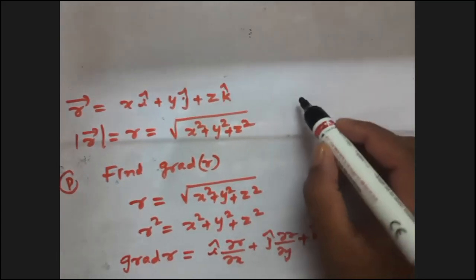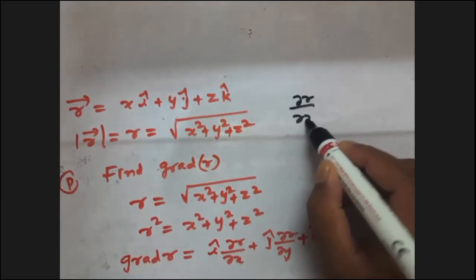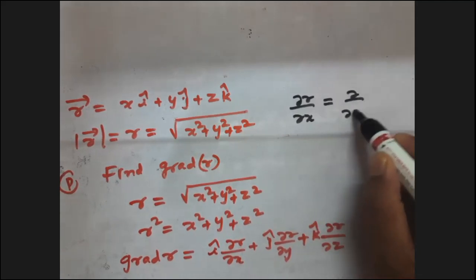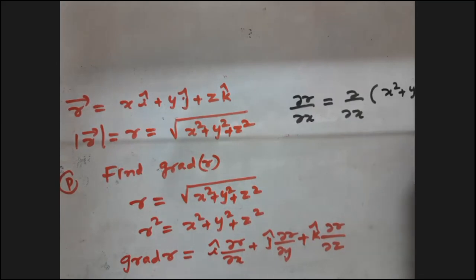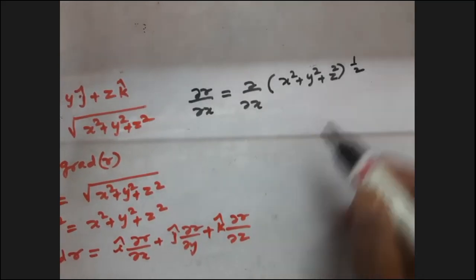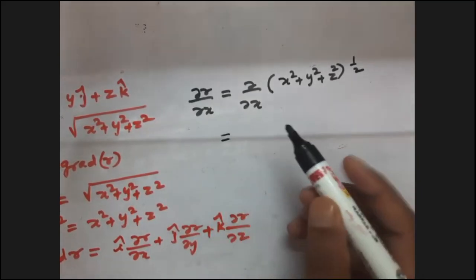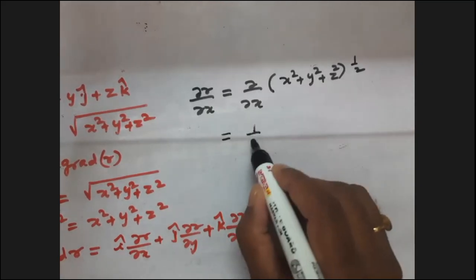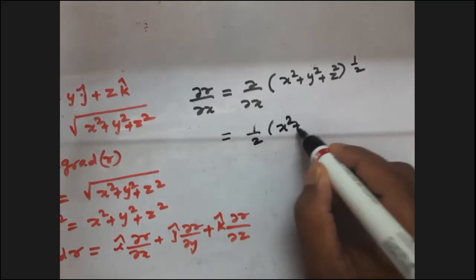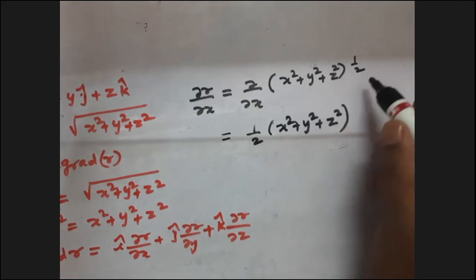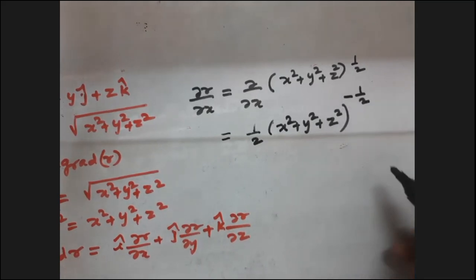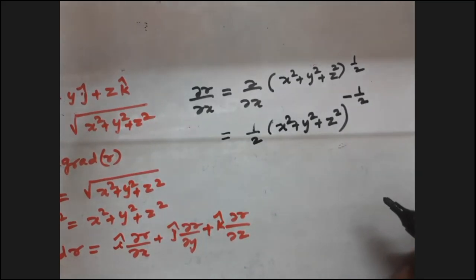So now I am taking dou r by dou x, that equal to dou by dou x of, but r equal to what? X square plus y square plus z square whole power of half. Whole power of. So simply partial differentiation. It's a differentiation 1 by 2 x square plus y square plus z square whole power of minus 1. We'll get minus of d by dx of x power n into x power n minus 1. So I am applying that.